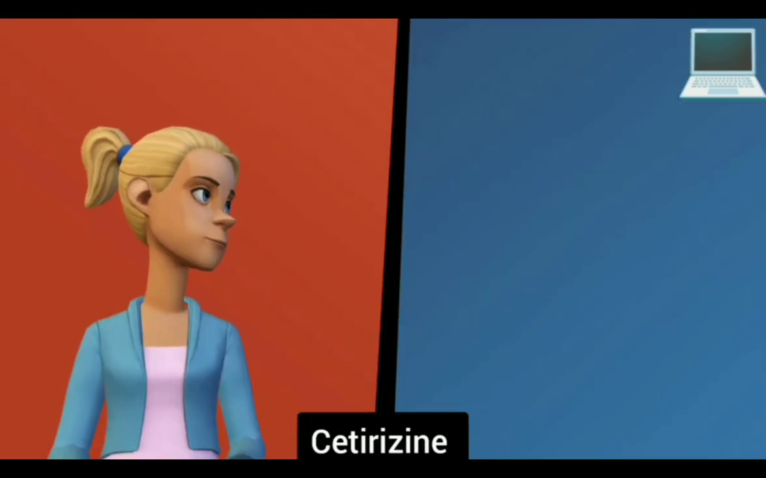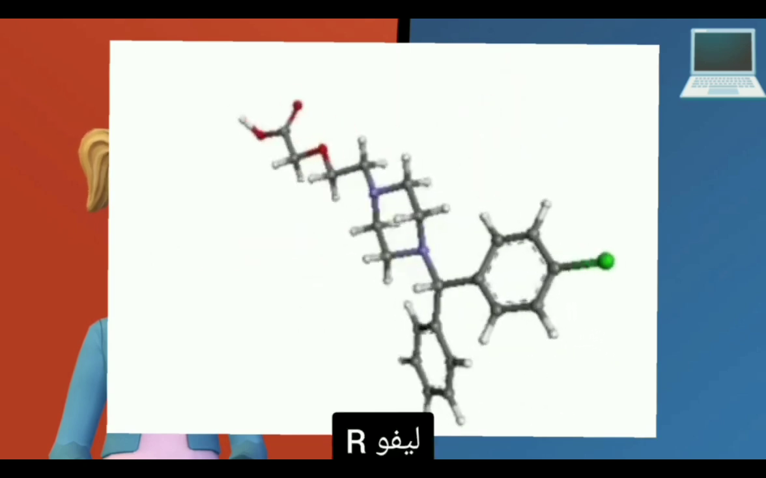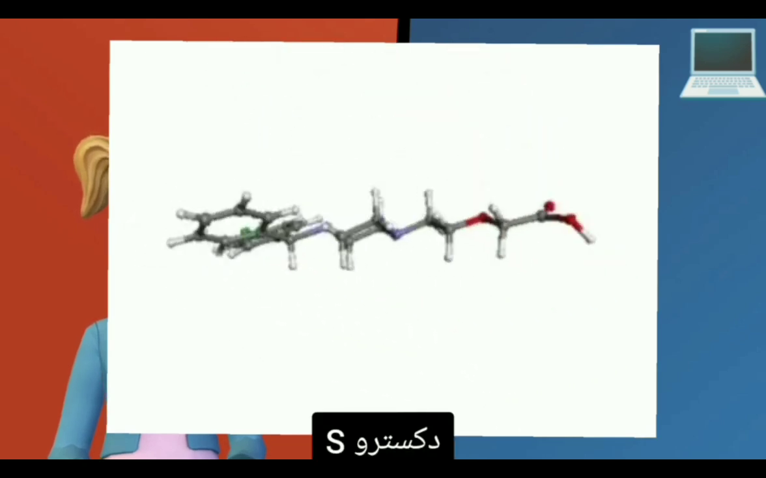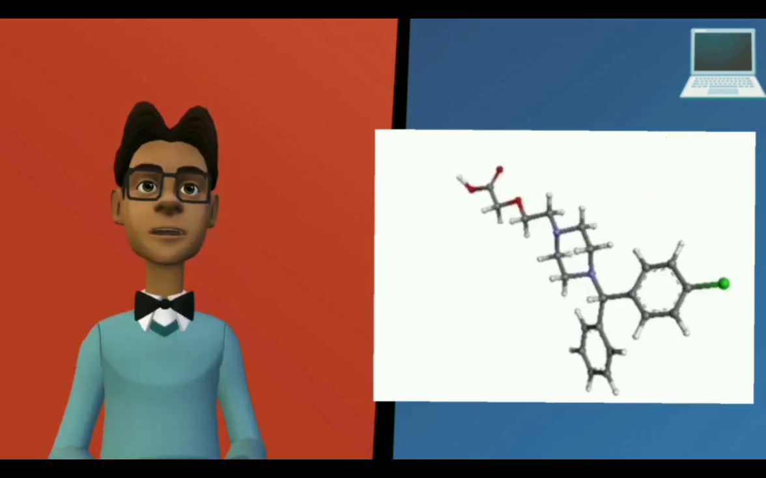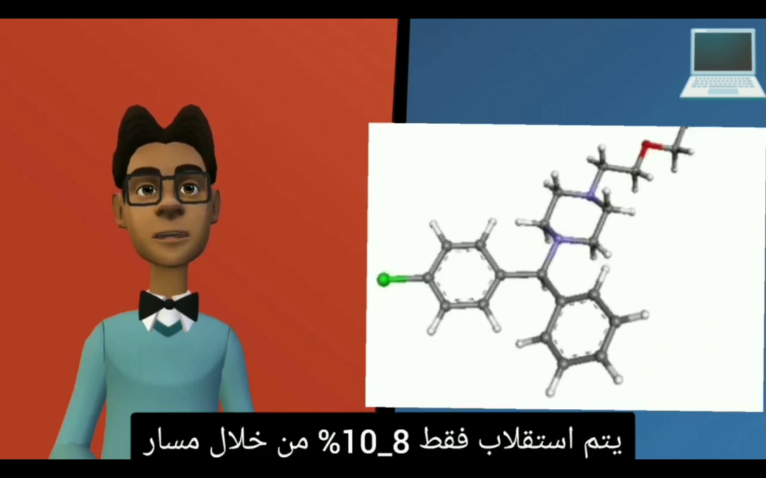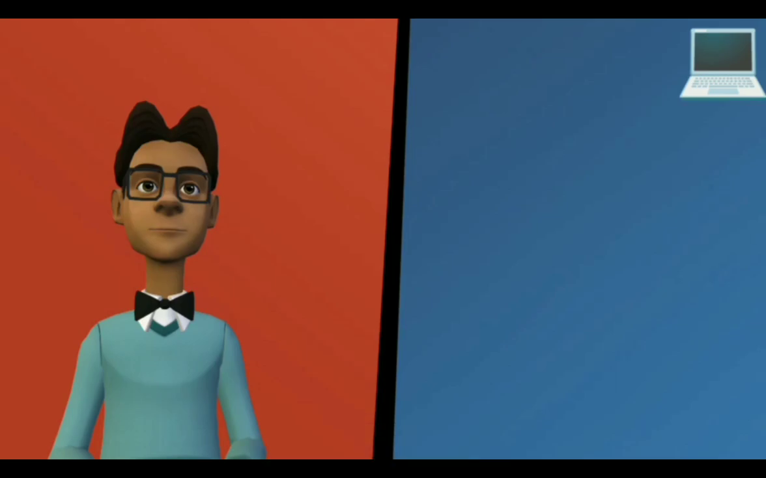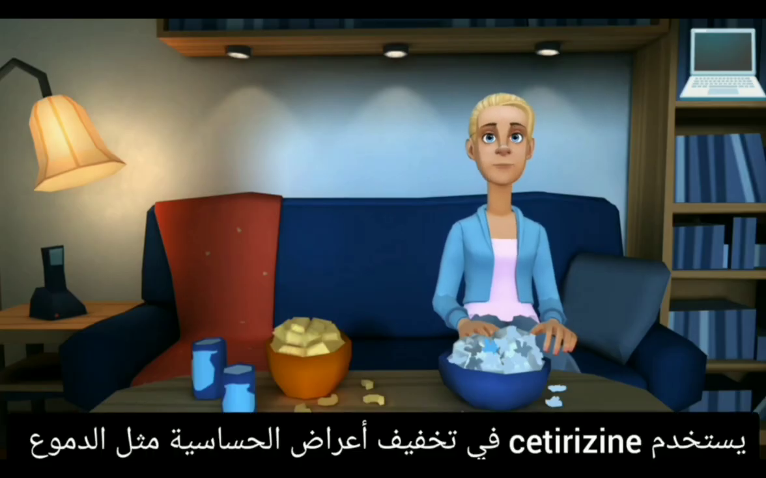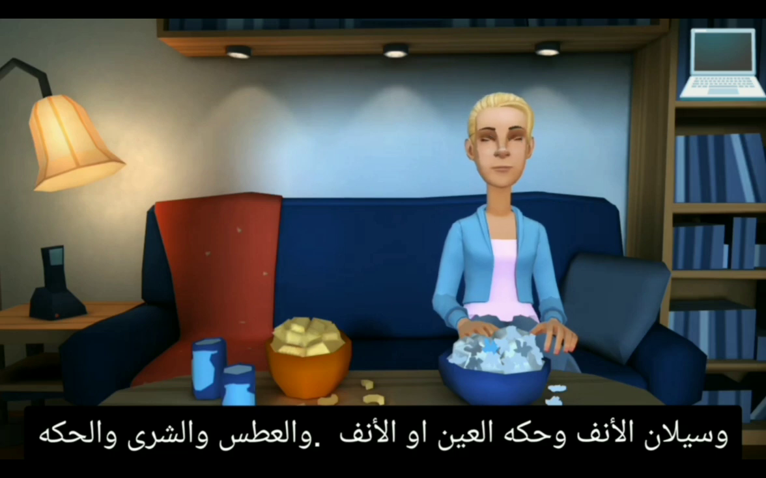Cetirizine is a racemic mixture of 2 enantiomers. Levo is the R enantiomer. Dextro is the S enantiomer. It is not significantly metabolized in the liver. Only 8 to 10% is metabolized by cytochrome P450. It is used to relieve allergic symptoms such as watery eyes, runny nose, itching of eyes or nose, sneezing, hives, and itching.